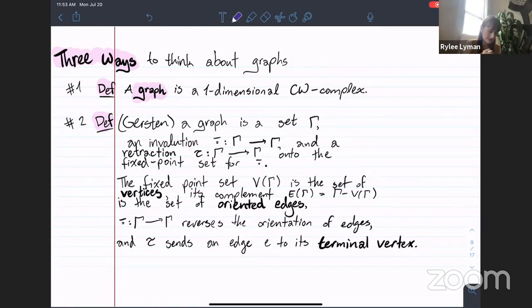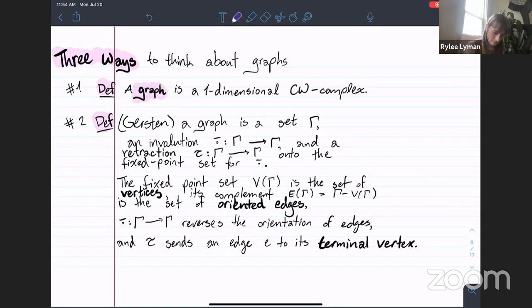So my second definition of a graph is very combinatorial. It's due to Gersten, and it takes a second to get your head around it. So let's talk about it. We're going to think of a graph as being a set, which I'll call gamma, equipped with two maps. An involution on gamma, so a function from gamma to itself, such that when you square it, you get the identity, and a retraction. And the image of the retraction will be the fixed point set for the involution. Okay, so that's some nonsense. How do I think about that as a graph? So the fixed point set for the involution will be the set of vertices. The involution will act on the complement. So the complement will be the set of oriented edges. And the involution will just swap the orientation on the edges.